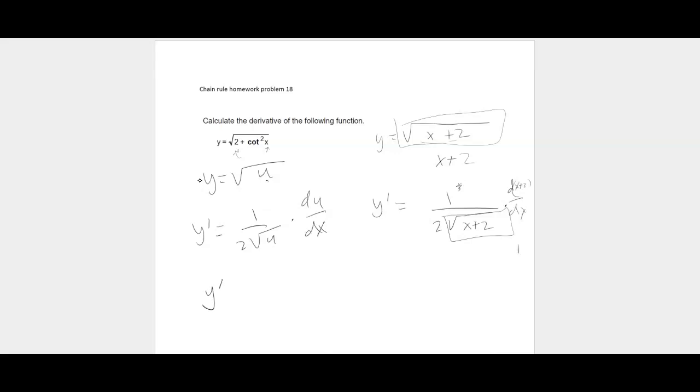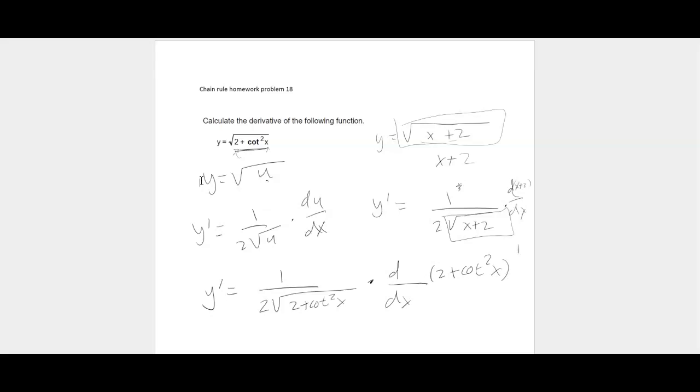So I'm going to find y prime by doing 1 over 2 times the square root of 2 plus cotangent squared x. I'm all done with that now, except this only tells me how y changes with a change in 2 plus cotangent squared of x. I want to know how y changes with a change in simply x. So I have to multiply this by the derivative of what was inside, 2 plus cotangent squared x.